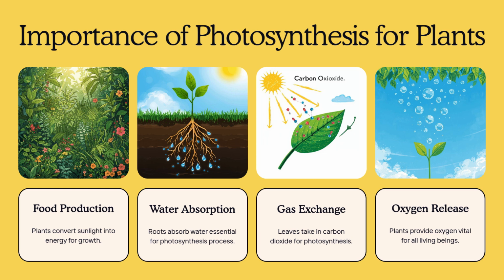Four: produces oxygen. During photosynthesis, plants release oxygen as a byproduct. This oxygen is very important because humans and animals need it for breathing.